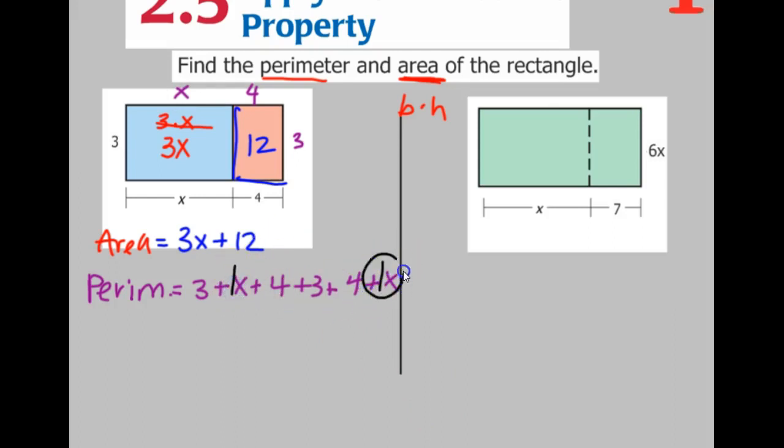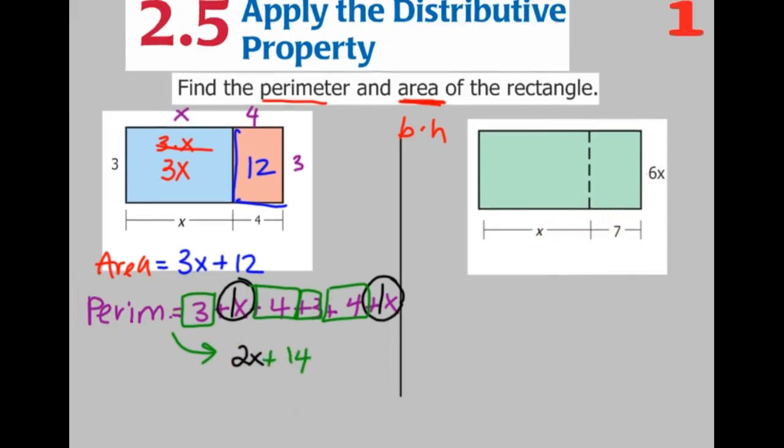So if we combine our like terms, because this looks like a really big, long, ugly equation, 1x plus 1x gives us 2x. And then combining your like terms here, 3 plus 4 is 7, plus 3 more is 10, plus 4 more is 14. So our perimeter is 2x plus 14. We can't combine these because one has an x and one doesn't.